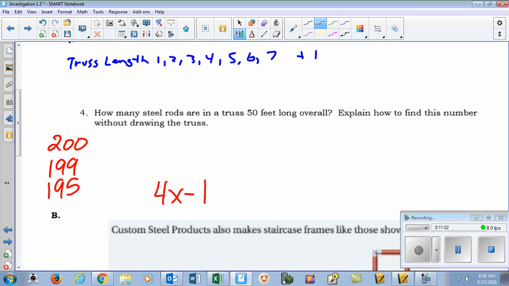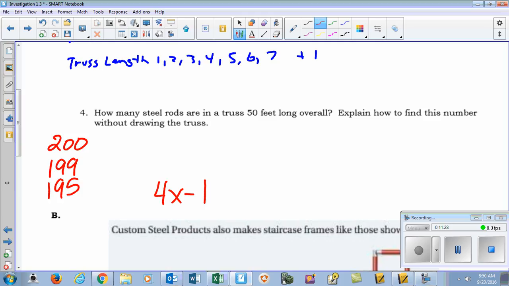Just the whole group. You guys were kind of figuring this out, right? We saw that the constant rate of change is 4. All right, hold on, that's great. The constant rate of change is 4, right? We saw that in our table. Every time we added a foot, how many rods were added? 4. Okay, so that's where that number comes from.